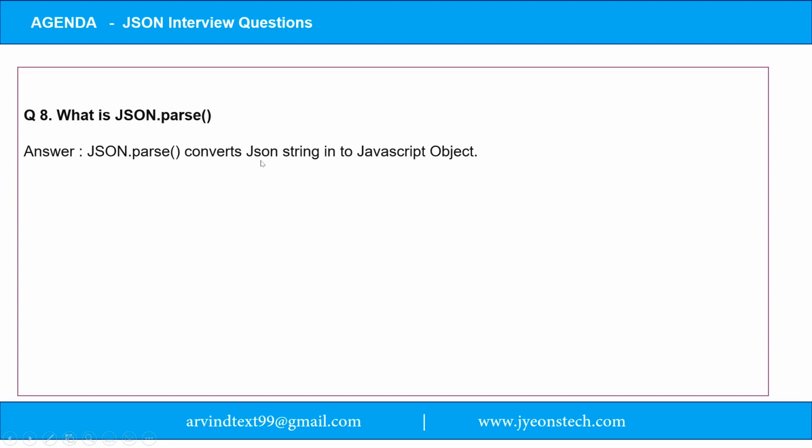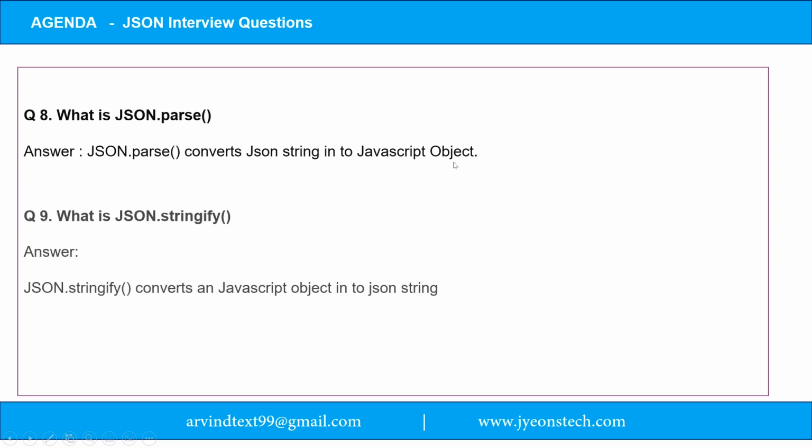So the next question is, what is JSON.parse? JSON.parse converts a JSON string into a JavaScript object. So next is, what is JSON.stringify? JSON.stringify converts a JavaScript object into a JSON string.